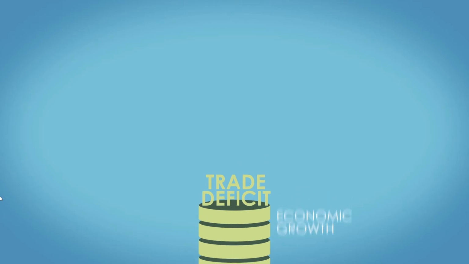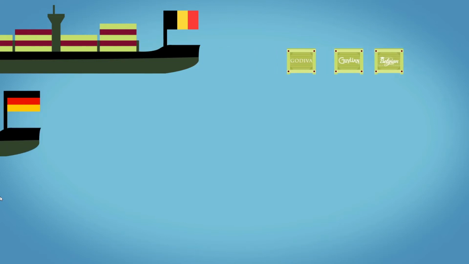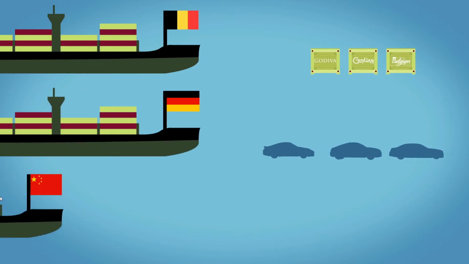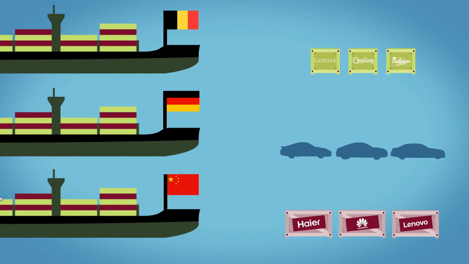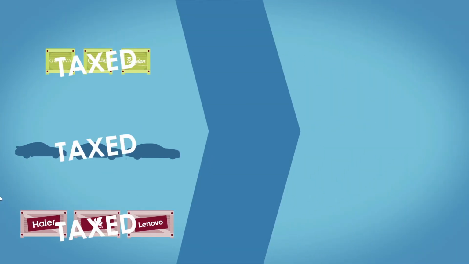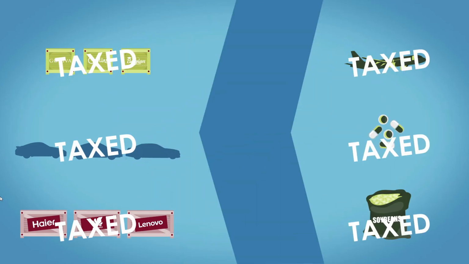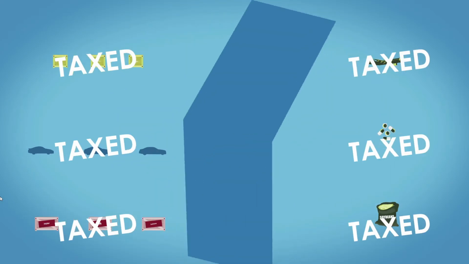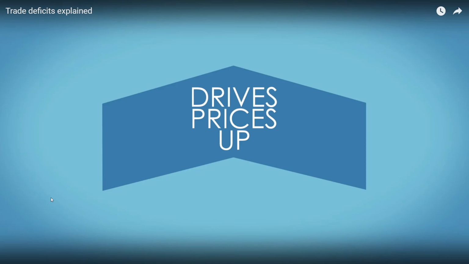But trade deficits aren't all bad. People buy foreign goods because they're cheaper or better. Think Belgian chocolates, German luxury cars, and inexpensive electronics from China. And it's not clear what you can do about them. If you try to limit foreign products by taxing them, other countries are likely to retaliate by taxing what you try to sell them. Then that can drive up prices and limit choices for Americans.